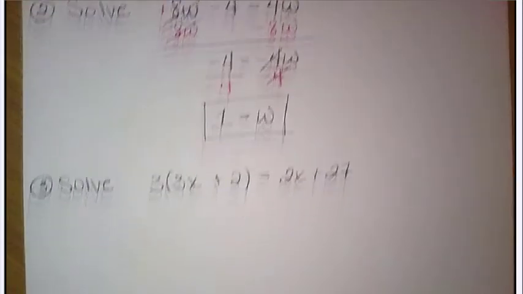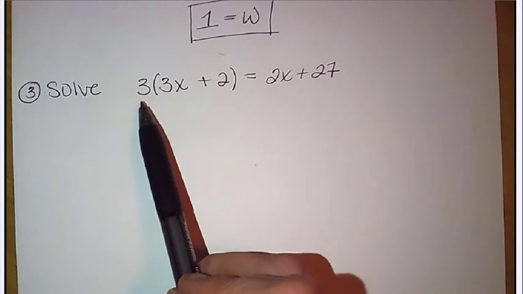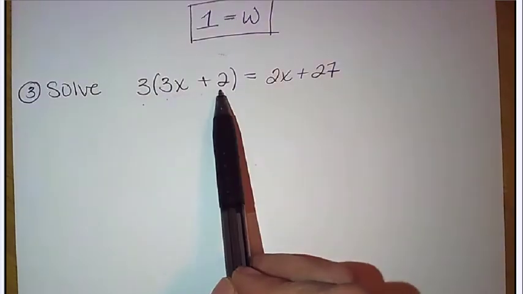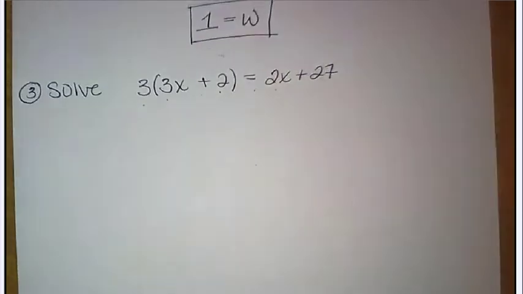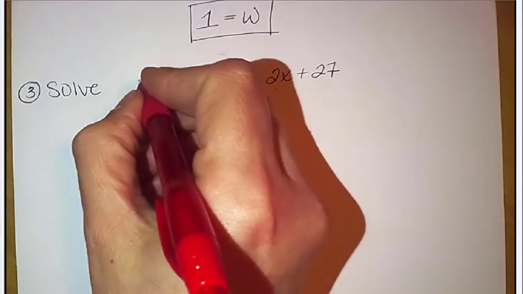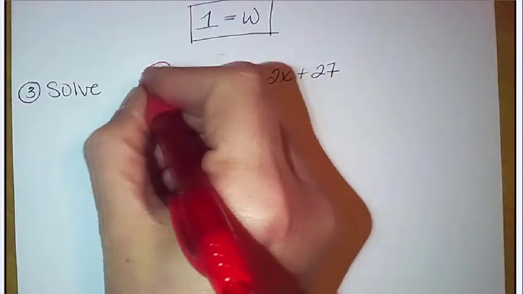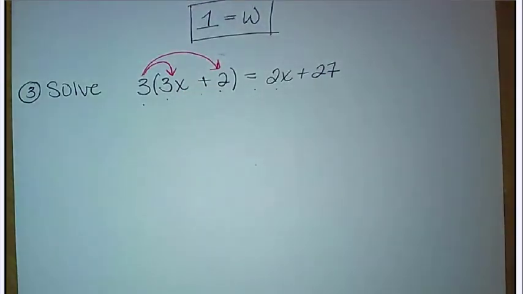Okay, so for our next example, number 3 here, we're going to solve the equation 3 times 3x plus 2 equals 2x plus 27, and this is the first problem where we actually have parentheses, so that's kind of great. So the first thing we need to do is take this 3 and distribute it to both the 3x and the 2. That's distributing those parentheses. We want to make sure we do that because then we can start talking about what we need to move or combine like terms, those kinds of things.